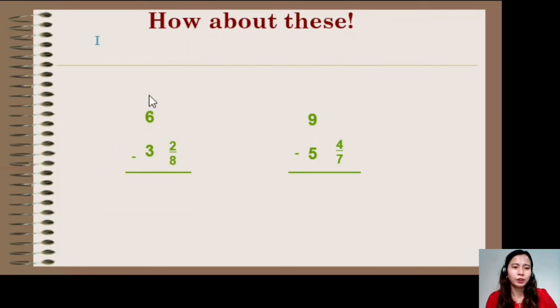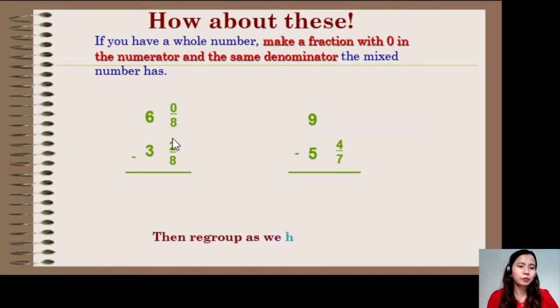How about this one? So a whole number. I'm going to rename the whole number to a mixed fraction. So just have this 0 over 8. Just copy your denominator. So we have 6 and 0 over 8. Then we have 3 and 2 over 8. So as you can see, we cannot subtract 2 from 0. So we must borrow 1 from 6.